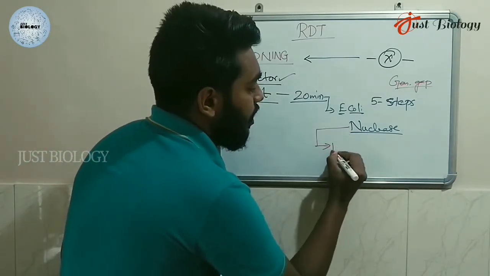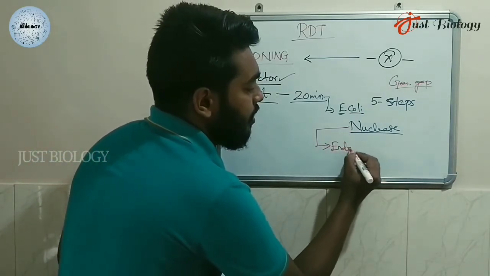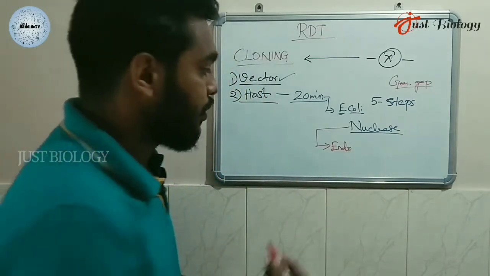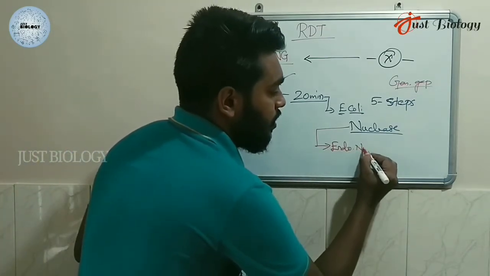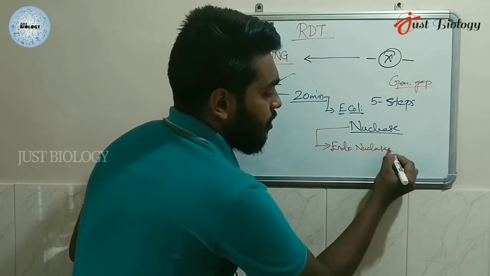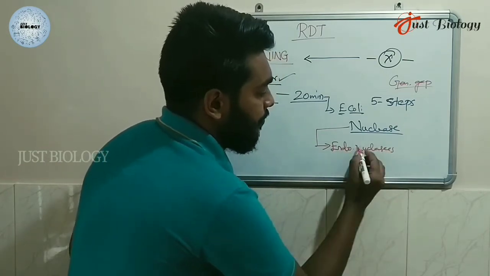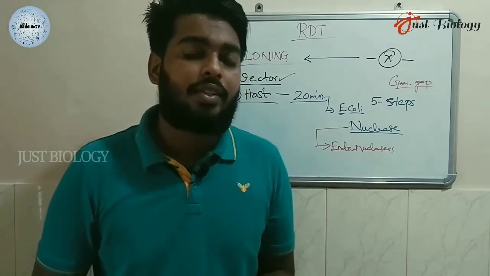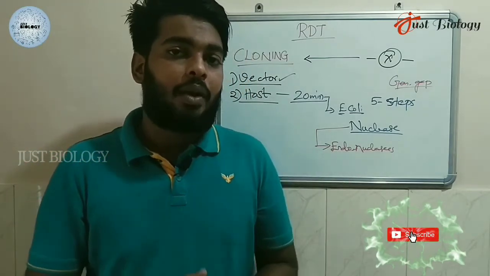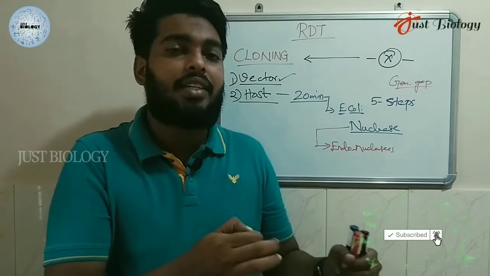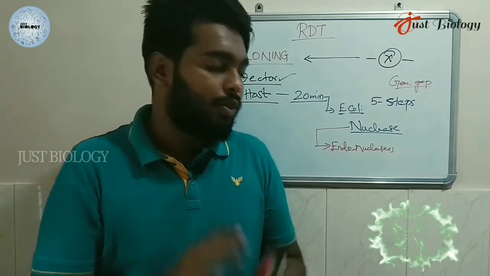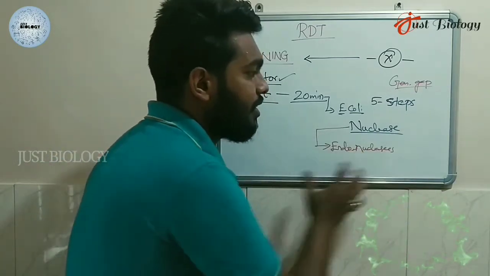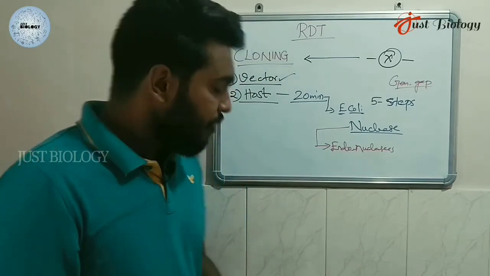endonucleases are most important. Endonuclease. The endonuclease will cut the DNA based on the specific size which they have. So that's why the endonuclease is more important here.